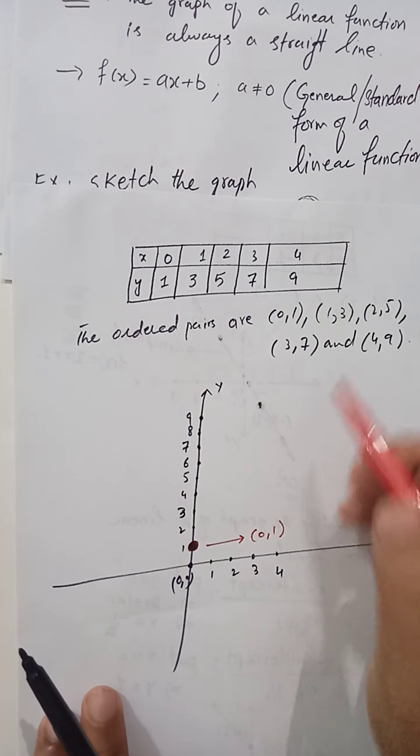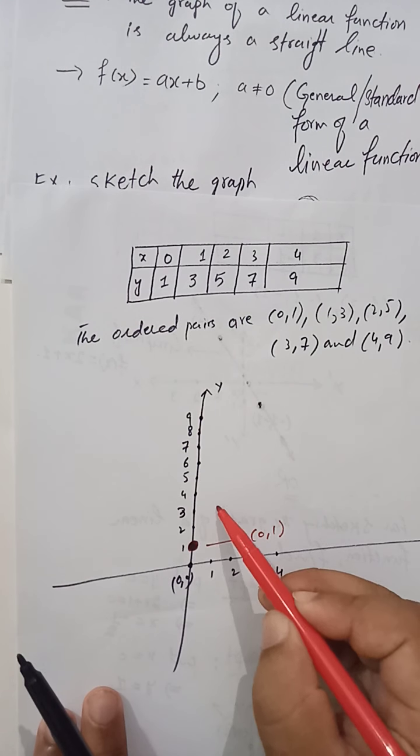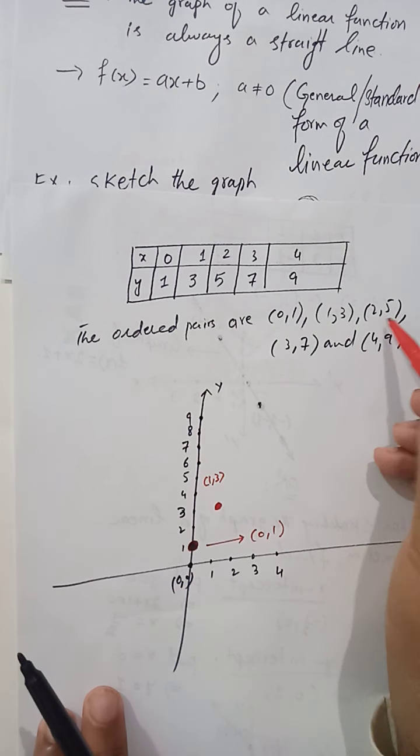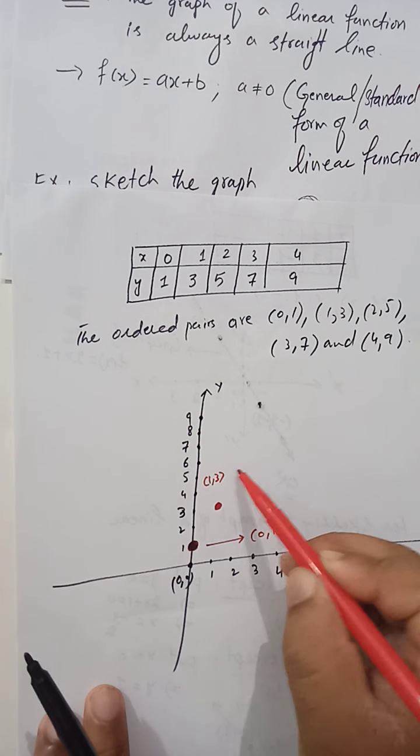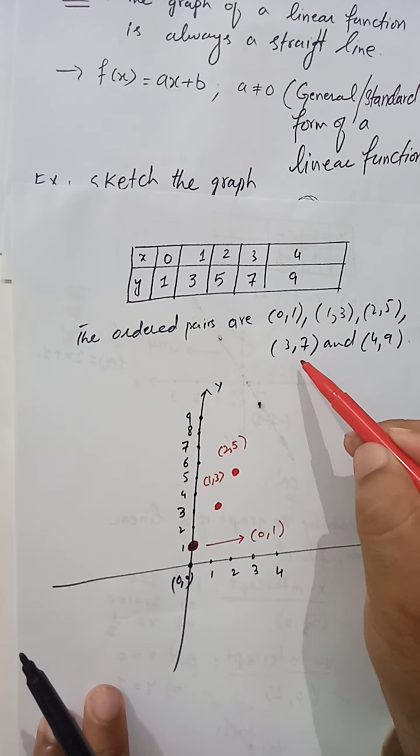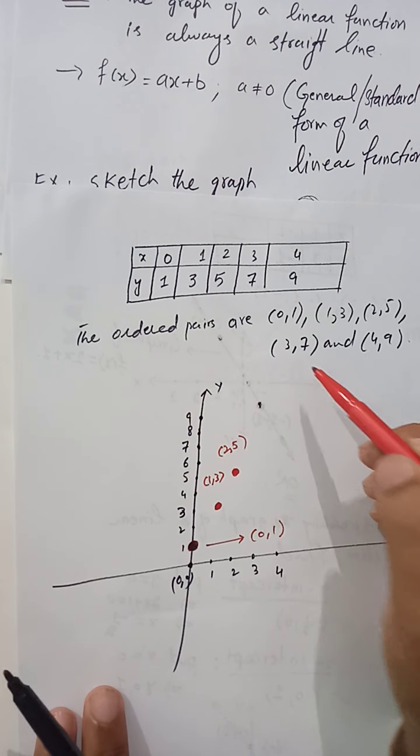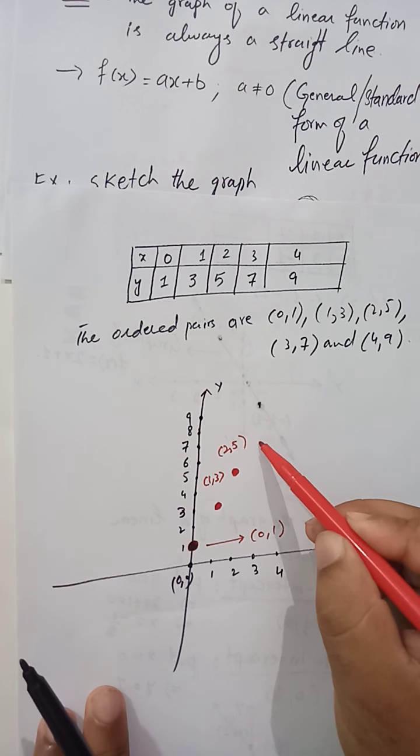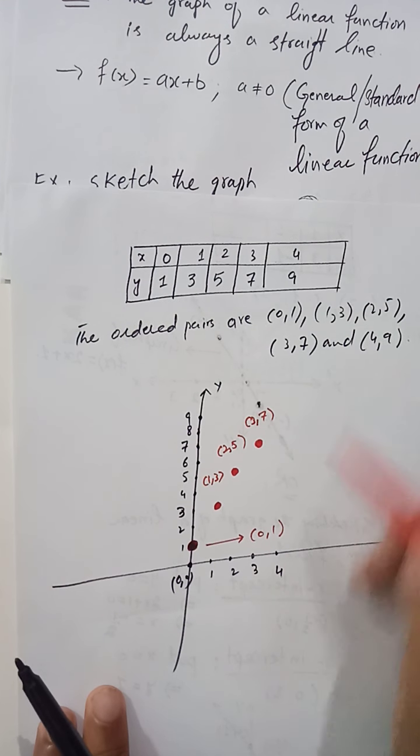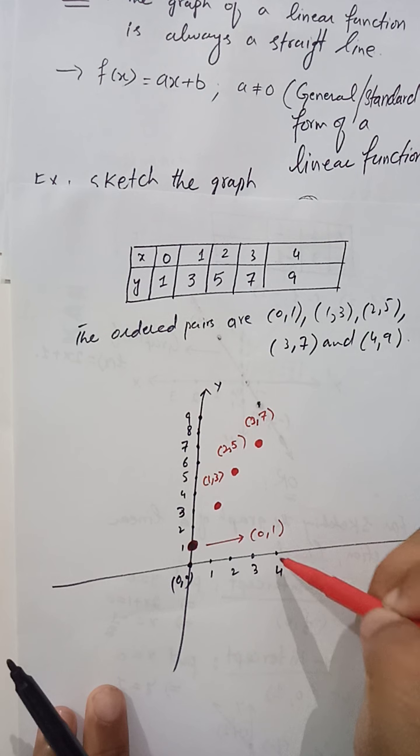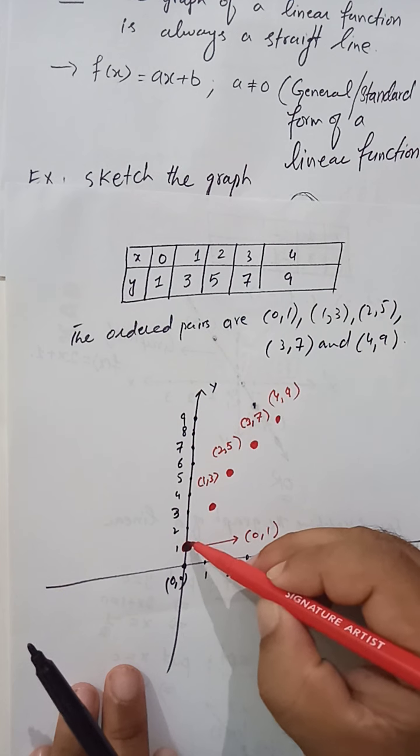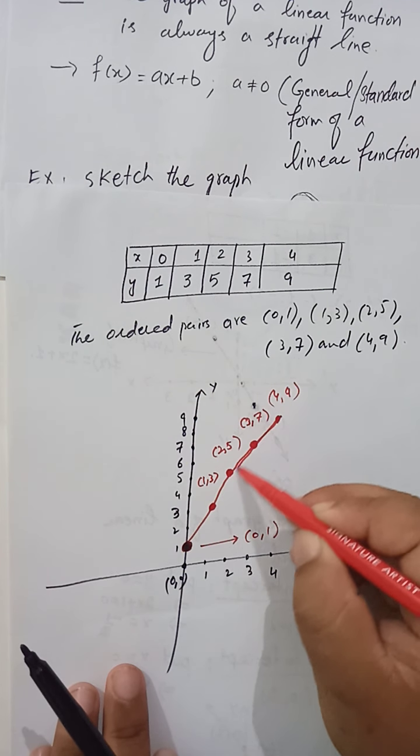Now the second point is (1, 3). So this is 1 and this is 3. Now the third point is (2, 5). This is 2 and this is 5. The fourth point is (3, 7). So this is 3 and this is 7. And the last point is (4, 9). So this is 4 and this is 9. You need to draw the graph from these points, the straight line.